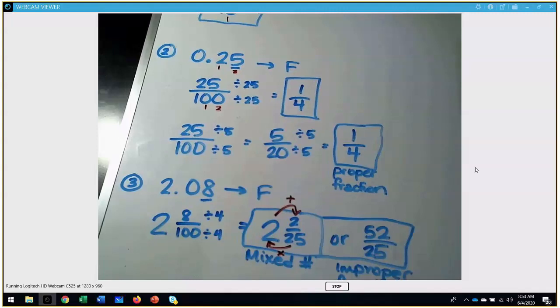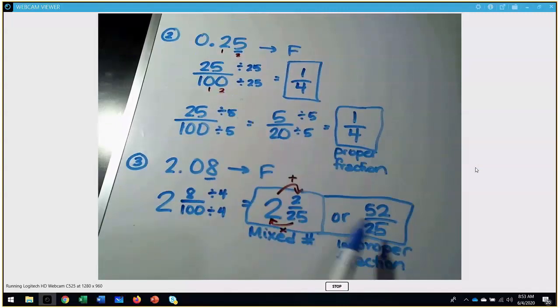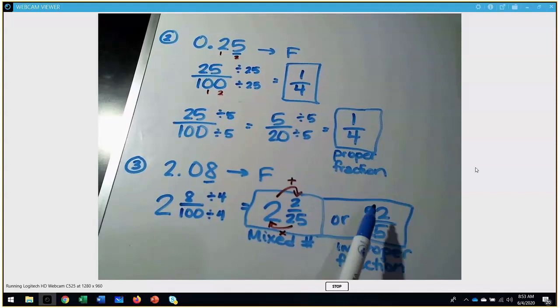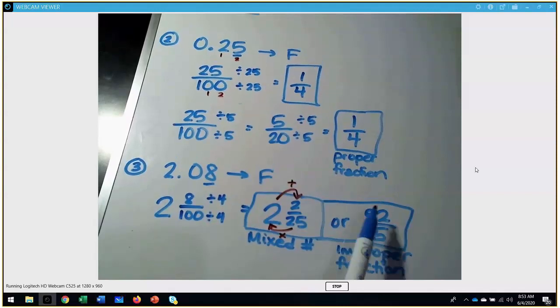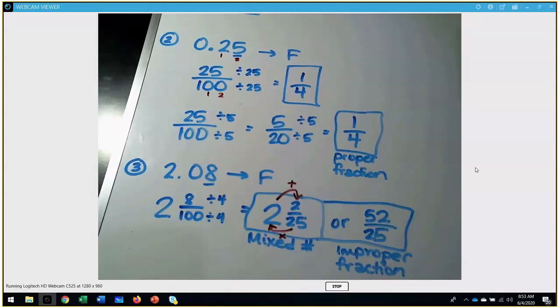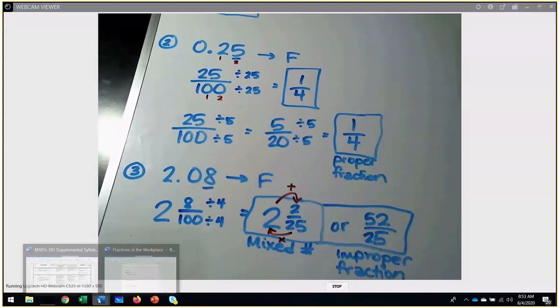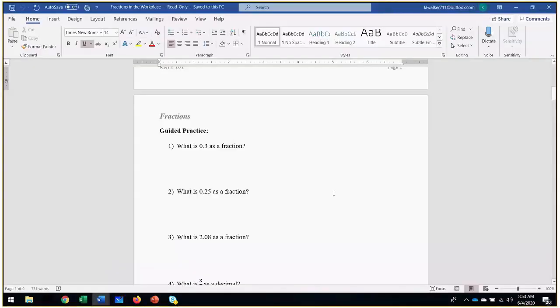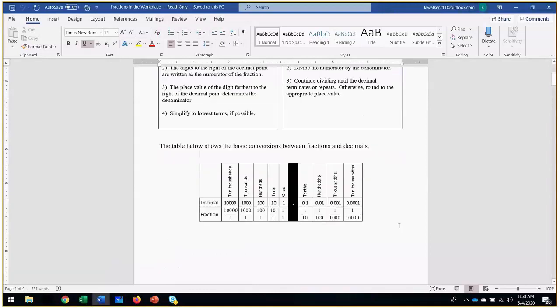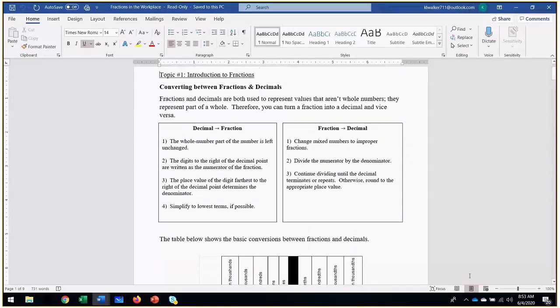These are improper fractions when the top is bigger than the bottom. The top could also be equal, but that's very rare. Usually the top is bigger than the bottom. All right, any questions before I go the other way? We're going to go now from fraction form to decimal form. Okay. So let's go back up here and let's look over on the right.